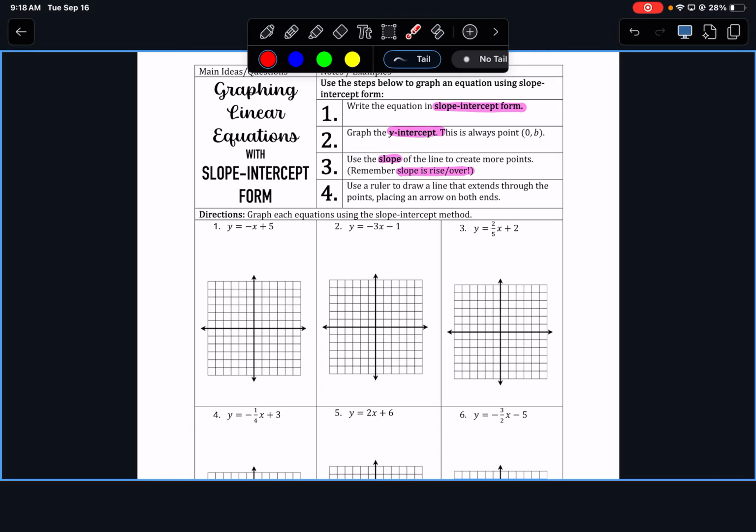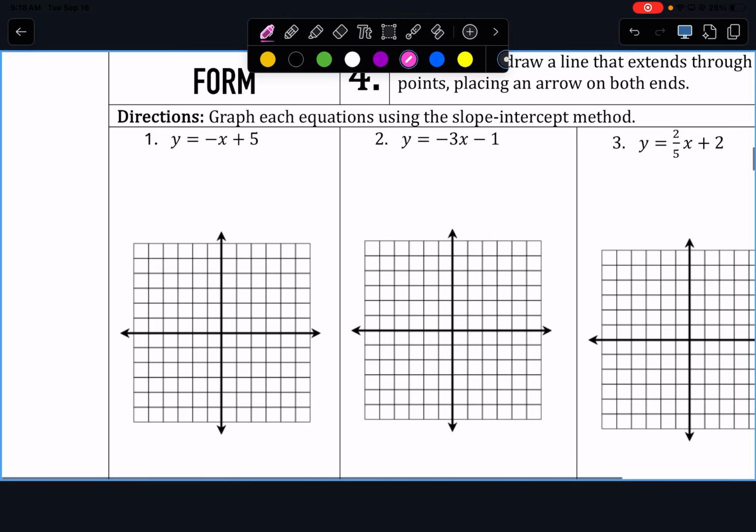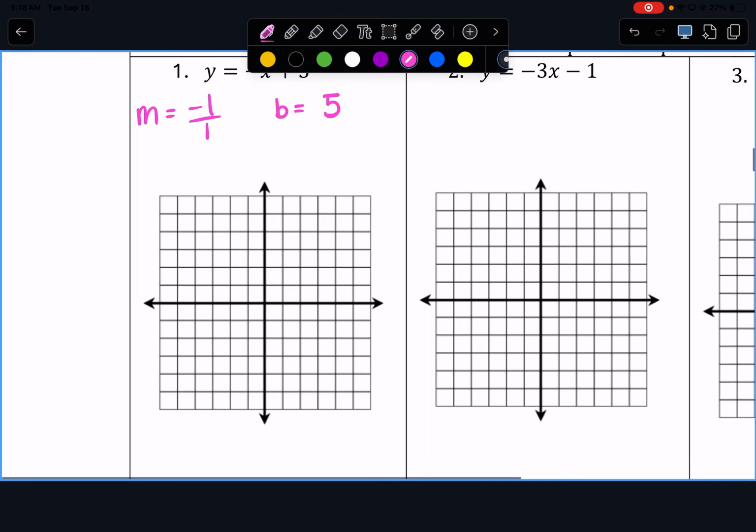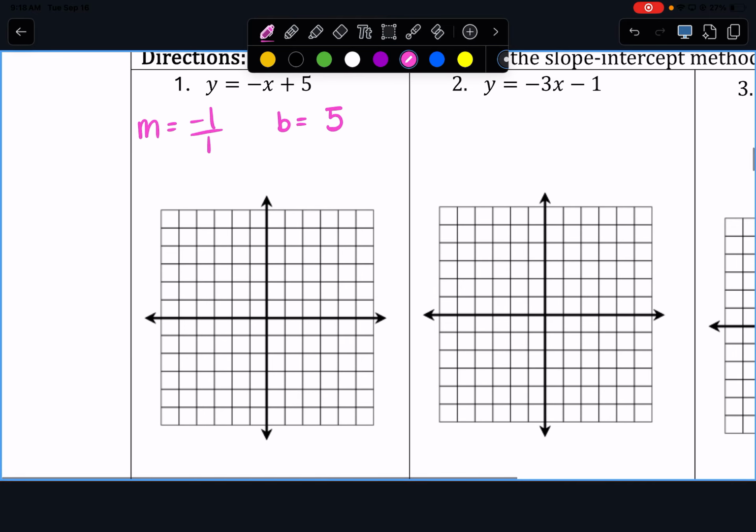So now I want us to go ahead and look at number 1. So number 1, we have y equals negative x plus 5. So I'm going to go ahead and label everything I need. What is my slope here? -1. Negative 1. Since I am graphing, I want to go ahead and write that as a fraction. How would I write -1 as a fraction? And then my y-intercept is 5.